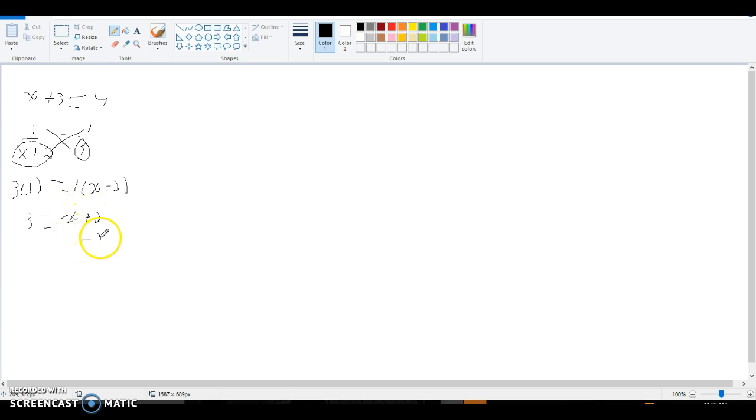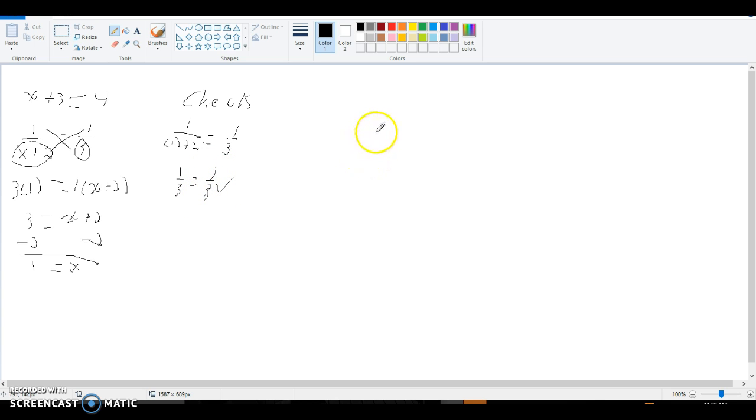We'll subtract 2 from both sides, and you'll see that x equals 1. So now we want to check this. So you plug in 1 for x in your equation. 1 over 1 plus 2 equals 1/3. And you see that 1/3 equals 1/3. So that checks.